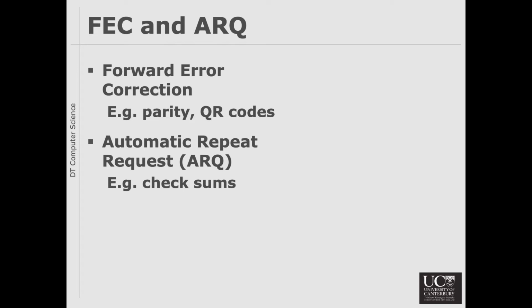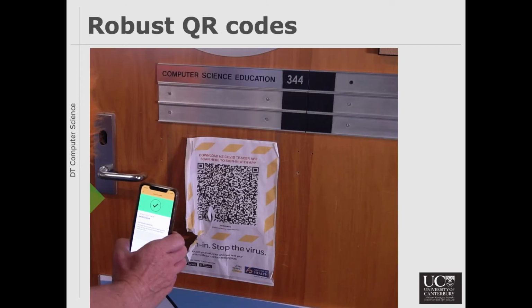And really good error control methods have a really good trade-off for that. So in particular, the focus of what we talked about today was QR codes, and they're really robust.